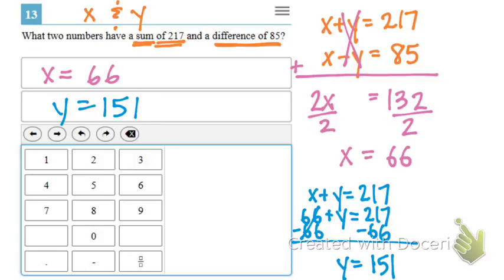And you can test it out if you want. If you add them together, they do equal 217. And if you subtract them, 151 minus 66, you see that that does equal 85.